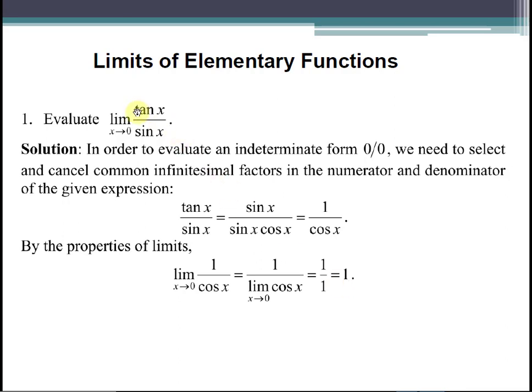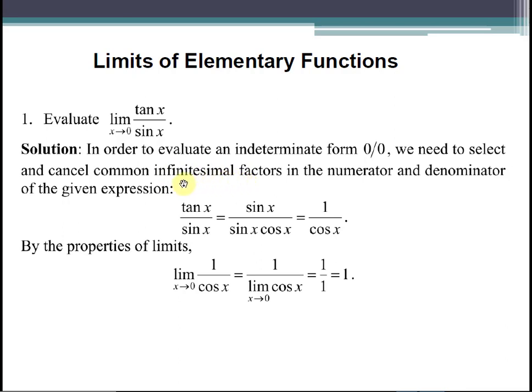Evaluate the following limit: tangent x over sine x as x tends to 0. In order to evaluate it, we determine the form 0 over 0, because if you put 0 instead of x, the numerator is 0 and the denominator is also 0. And then we need to select and cancel common infinitesimal factors. We consider the last topic, infinitesimal factors.